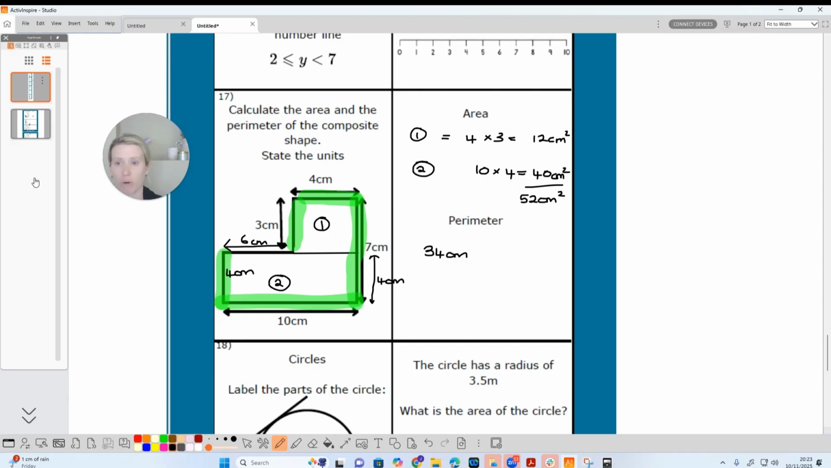Now write down the working out you've done there. So we've done 4 plus 7 plus 10 plus 4 plus 6 plus 3.